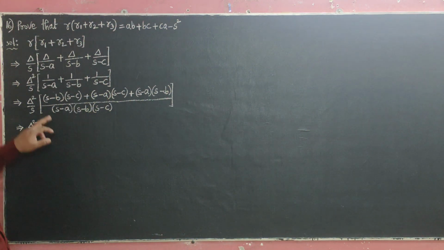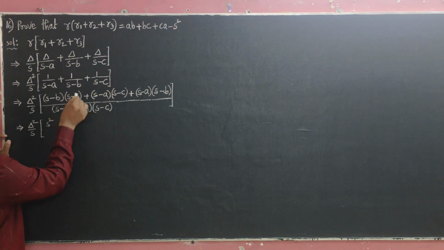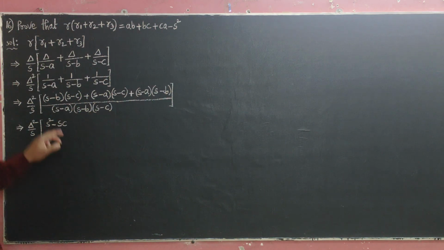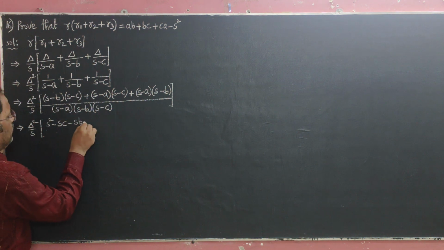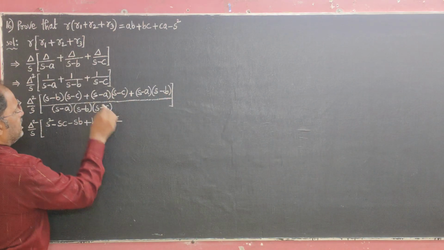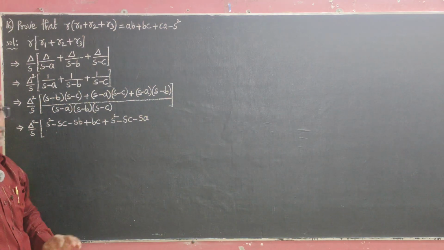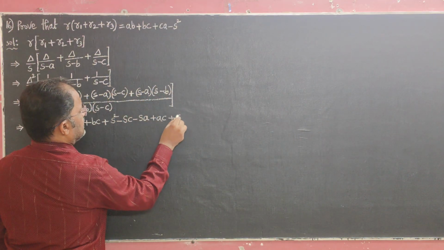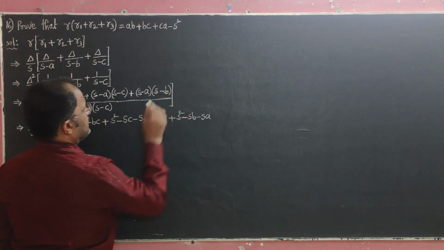Now multiply the numerator terms. s into s is s square, s into −c is −sc, s into −b is −sb, and −b into −c is plus bc. Next, s square minus sc, and −a into s is −as or −sa, and −a into −c is plus ac. Then s square minus sb, −as or −sa, and minus into minus gives plus ab.